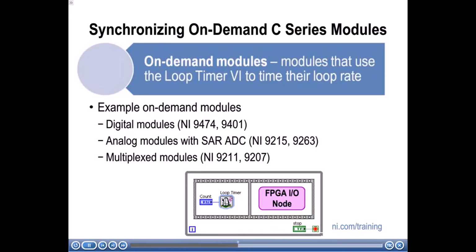Okay, if you want to see the type of ADC that an analog C-series module uses, you can look in its specifications. An example of that is the 9215 or the 9263. Another example of an on-demand module is multiplex modules, so 9211 and 9207. At the bottom of the slide, you see that with these modules, the way that you time them is with a loop timer VI. And then you would put an FPGA I/O node in the next frame.